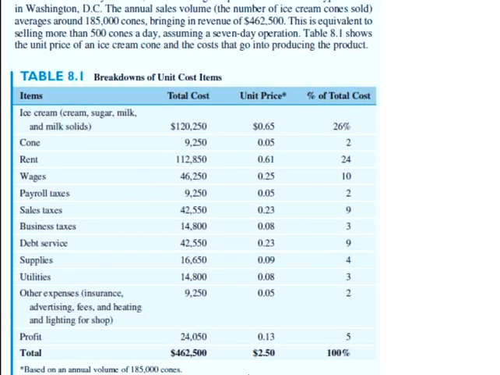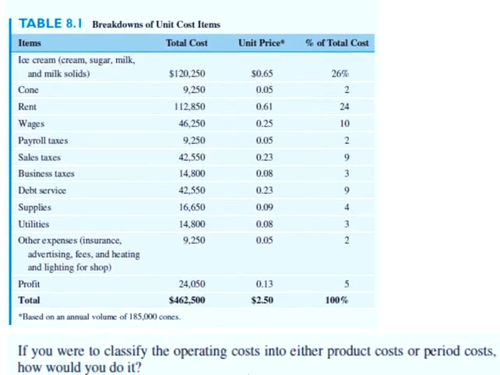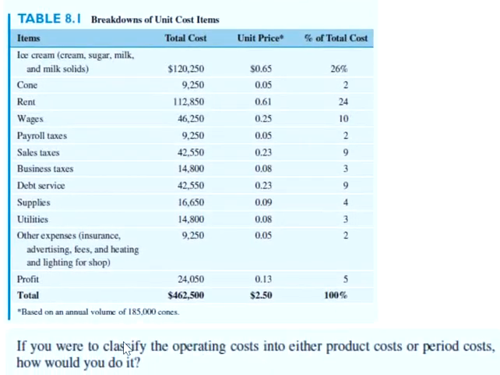Now the question here is very simple. Just look here. It says you have to classify operating costs into either product cost or period cost. So out of these costs, this is basically the question. The calculation is not important at this point. The important point we need to understand is which of these costs are product costs and which are period costs. Okay, so this is what we'll see on the next slide.